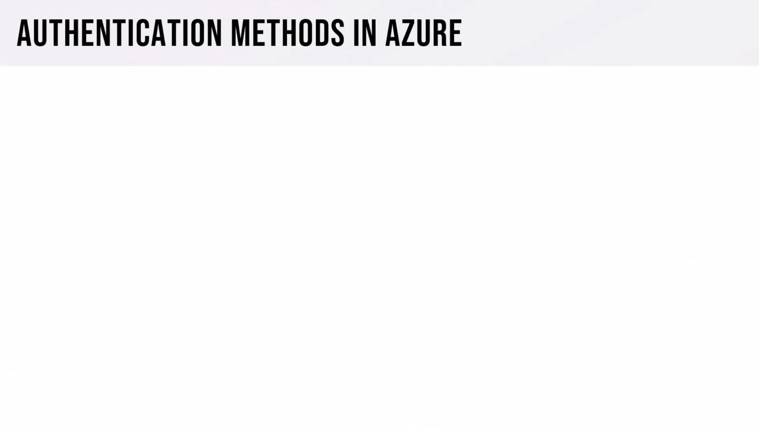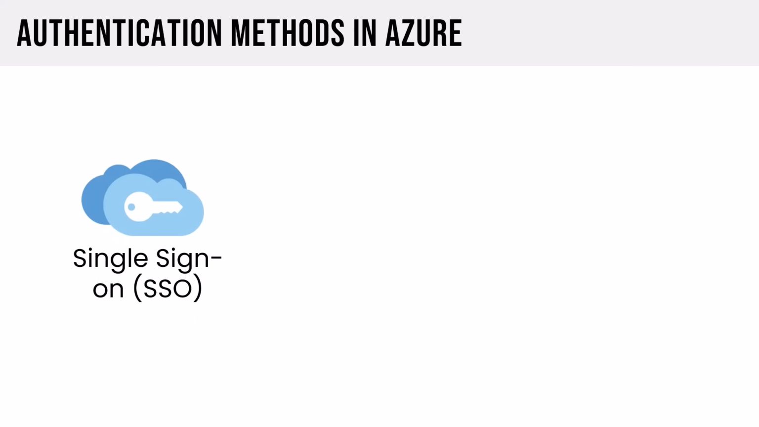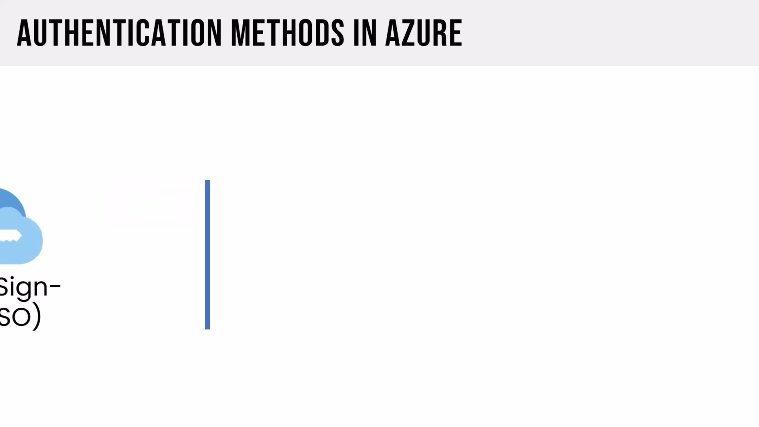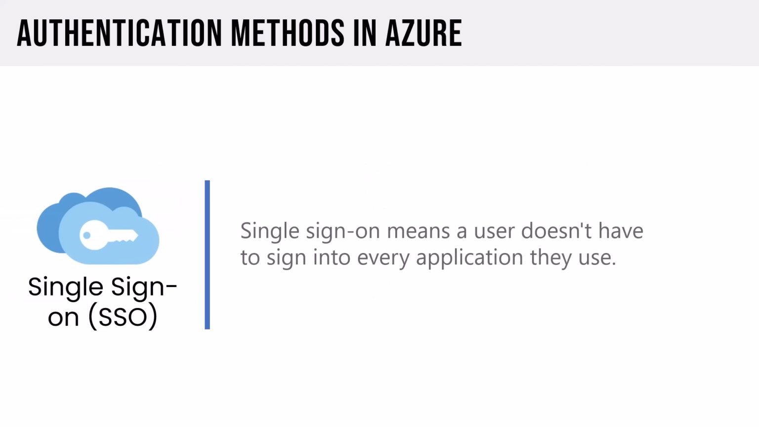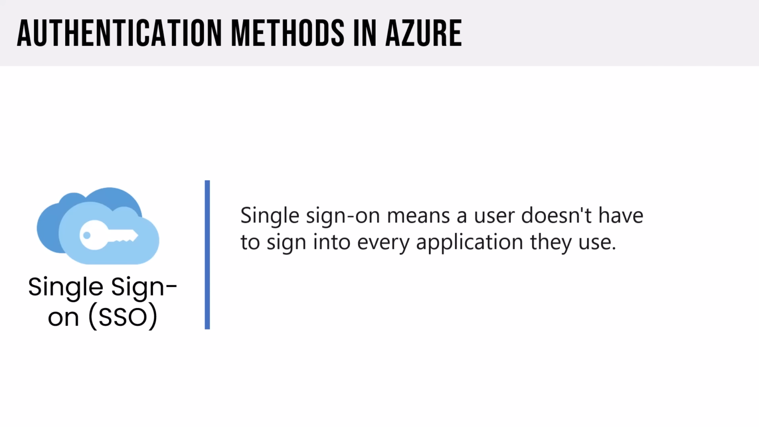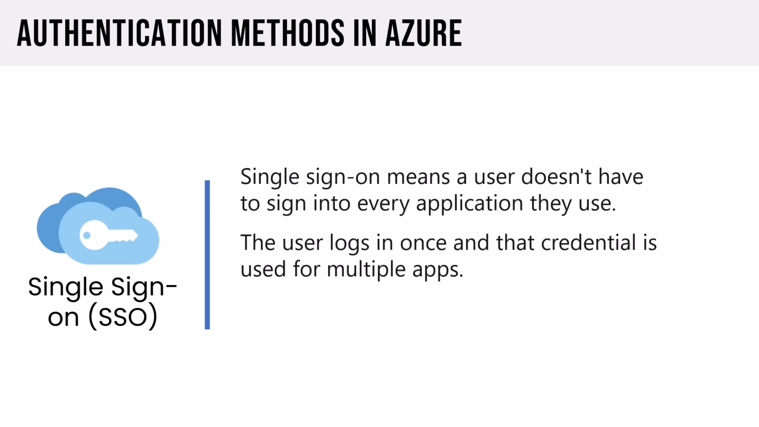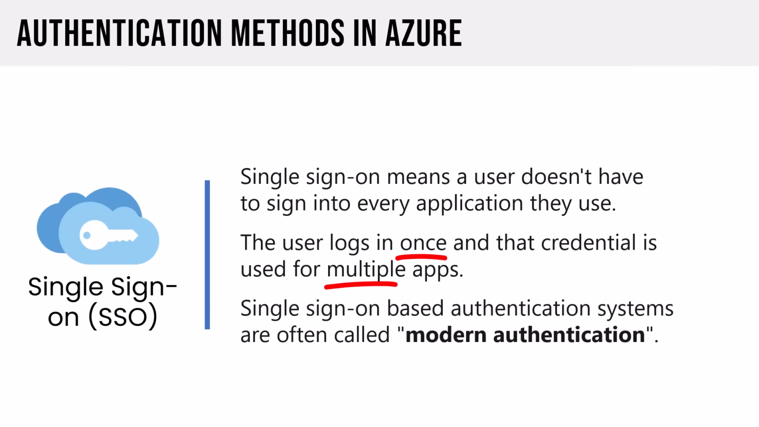And the syllabus calls out authentication methods in Azure. Specifically, we see single sign-on, MFA, and conditional access called out. So starting with single sign-on simply means a user doesn't have to sign into every application they use. The user logs in once, and that credential is used and reused for multiple apps. Single sign-on based authentication systems are often called modern authentication.